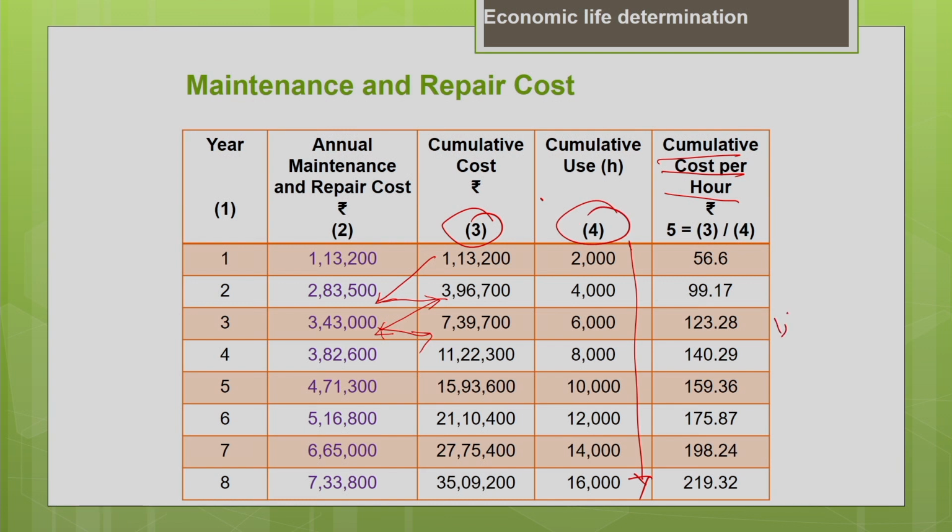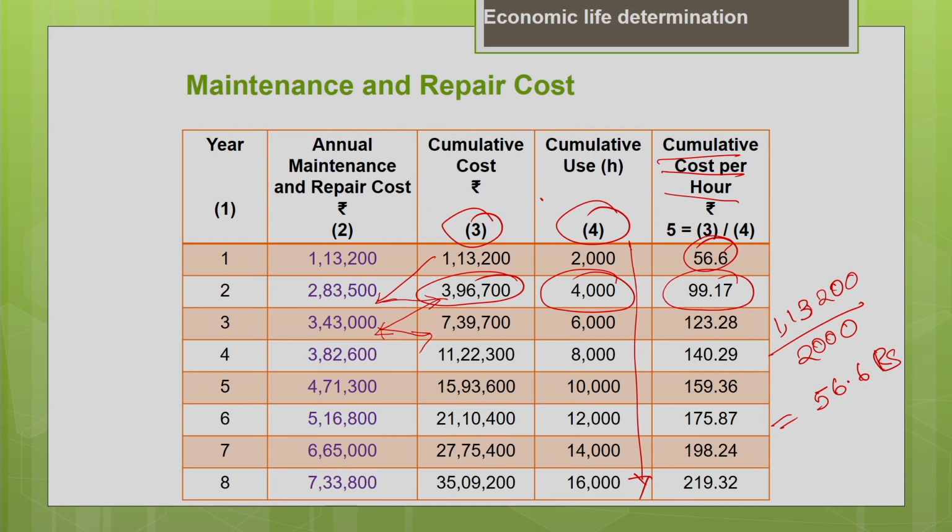It is nothing but 1,13,200 divided by the usage of machine. For the first year is 2000 hours, it gives you 56.6 rupees per hour for the first year. Similarly, for the second year, 3,96,700 divided by 4000 gives you 99.17 rupees per hour for the second year.